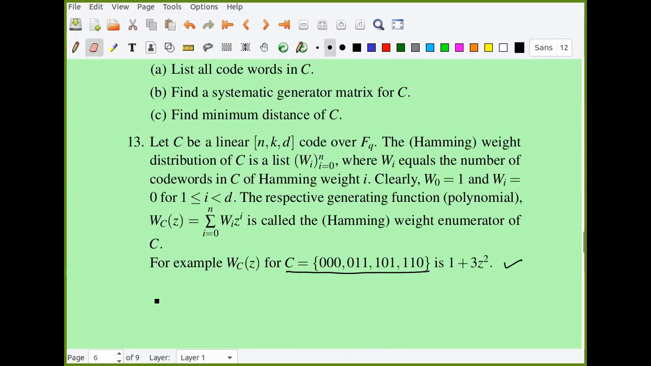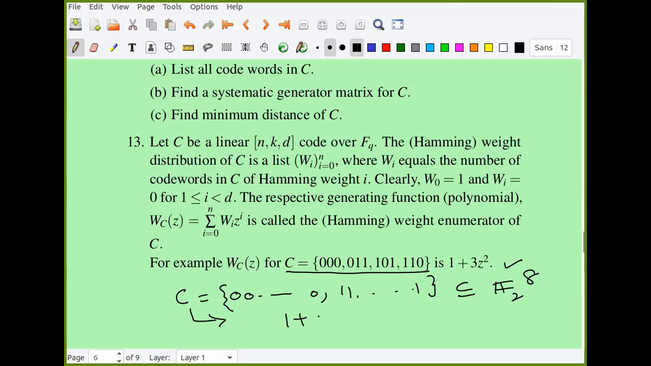Can you tell me what the weight enumerator of this is? I write the code words like this: 0, 0, 0 and 1, 1, 1, contained in F_2 to the power 8. Can you tell me the weight enumerator polynomial for this? 1 plus z^8.